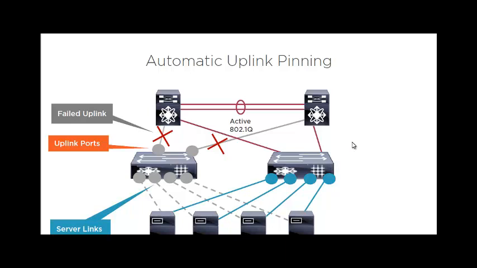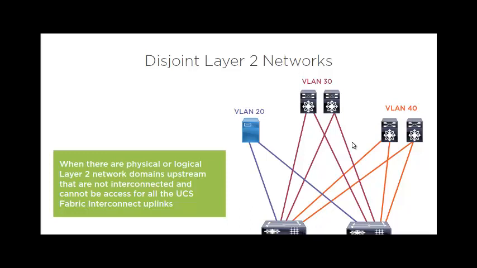Now, disjoint layer 2 network. To prevent loops, by default on the uplink all the VLANs are allowed. We need to say which VLANs we do not want to forward. That is what is called disjoint. Disjoint is when there are physical and logical layer 2 network domains upstream that are not interconnected and cannot be accessed by all UCS fabric. So by default, the uplink will support all VLAN traffic. We need to disjoin. We need to say VLAN 30, 40 not allowed. What does it mean? It means only VLAN 20 is allowed. Disjoint is one of the methods in which we can pin traffic to the upstream.